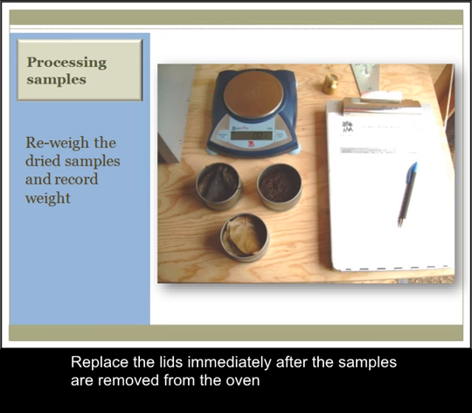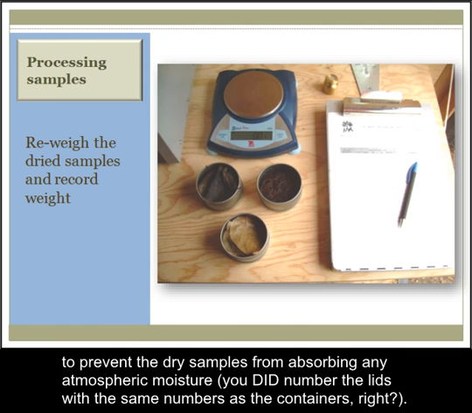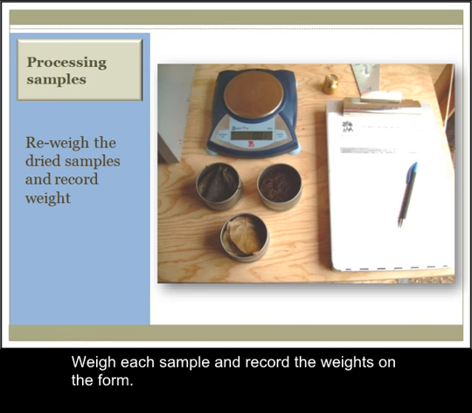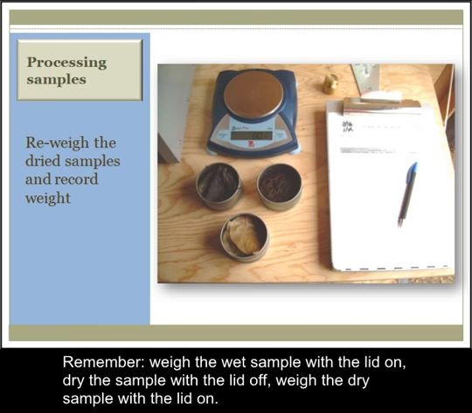Replace the lids immediately after the samples are removed from the oven to prevent the dry samples from absorbing any atmospheric moisture. You did number the lids with the same numbers as the containers, right? Weigh each sample and record the weights on the form. Remember, weigh the wet sample with the lid on. Dry the sample with the lid off. Weigh the dry sample with the lid on.